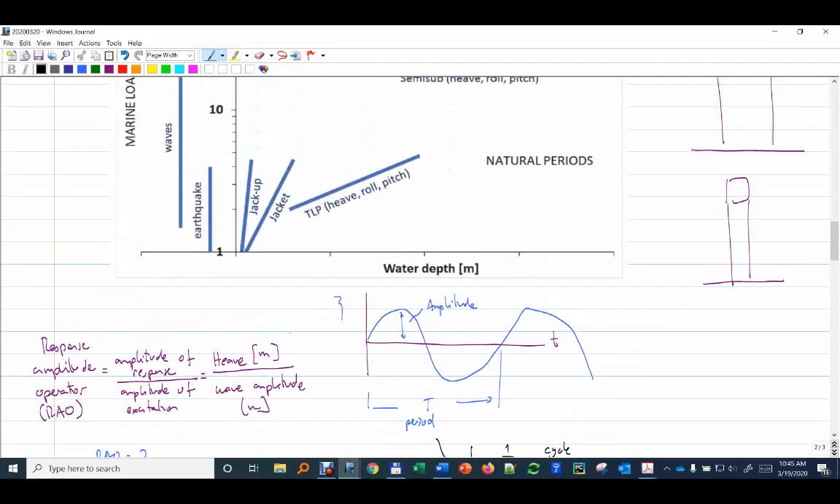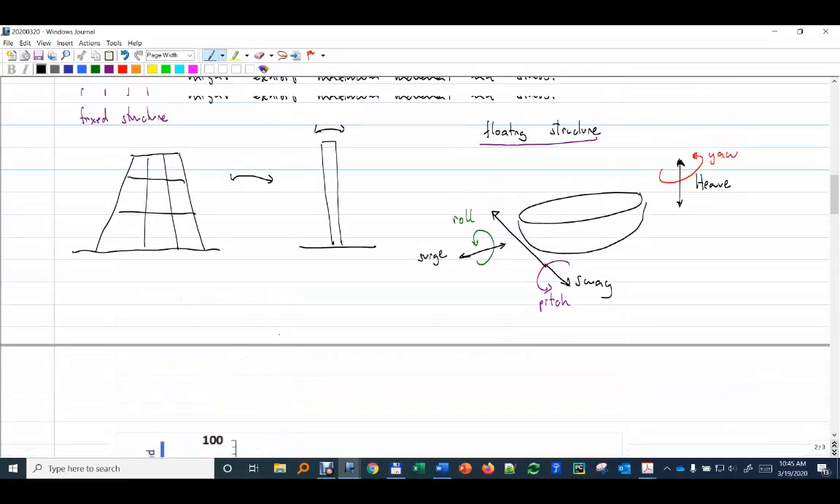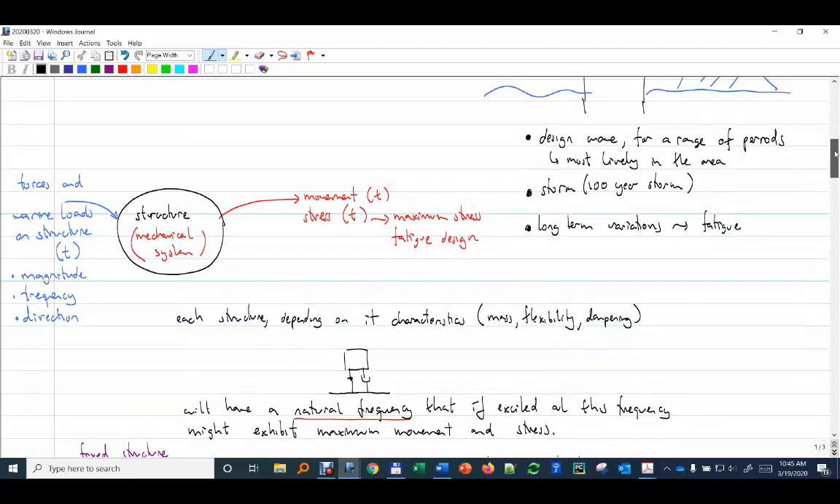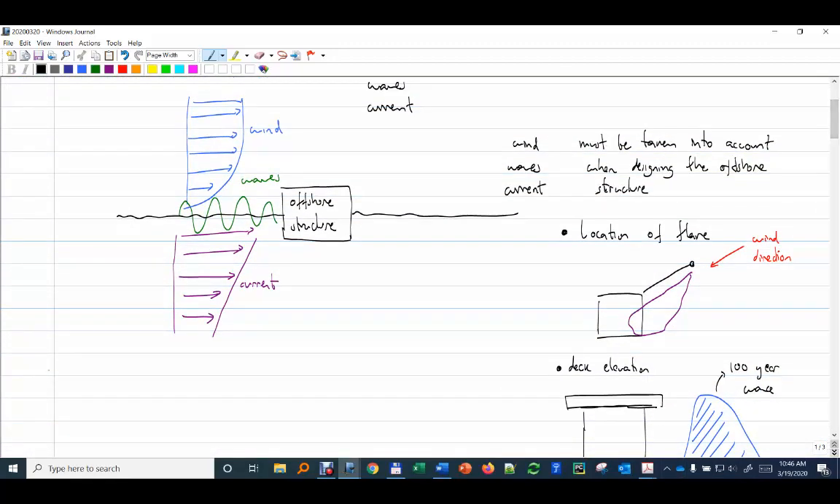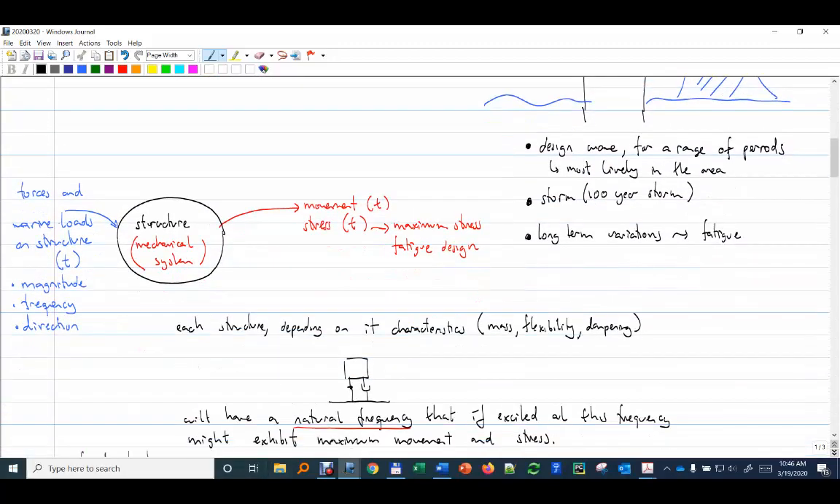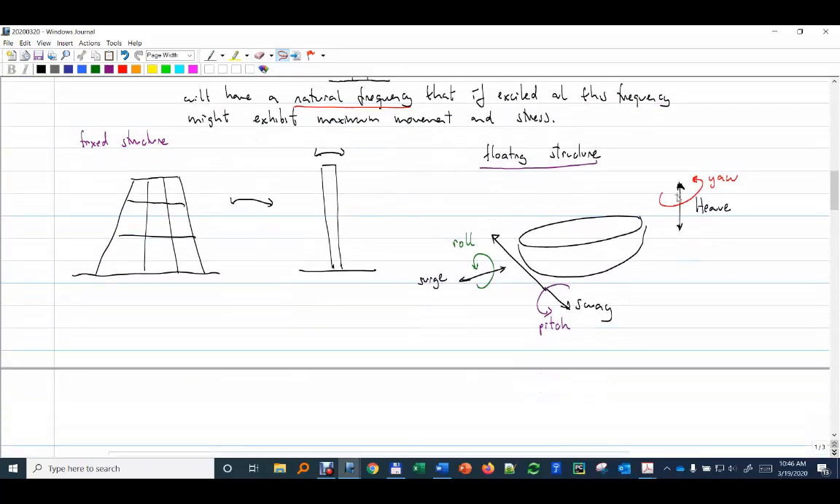So let's talk a bit now. The first part that I was discussing was the response of the offshore structure. But now we want to see how we take wind, waves, and current into account, and their variability, because that's the essential point. We know that each structure will be affected differently depending on the excitation. So we want to know exactly how to characterize that excitation. That's the second part of this lecture.